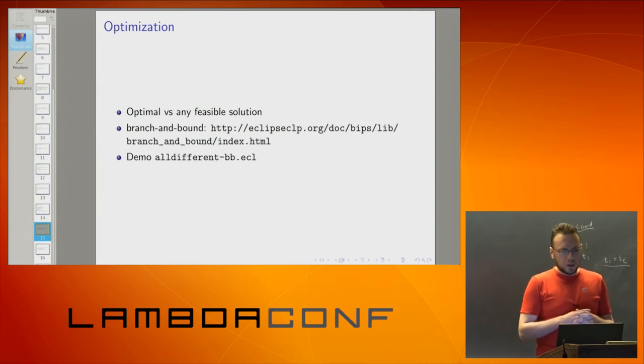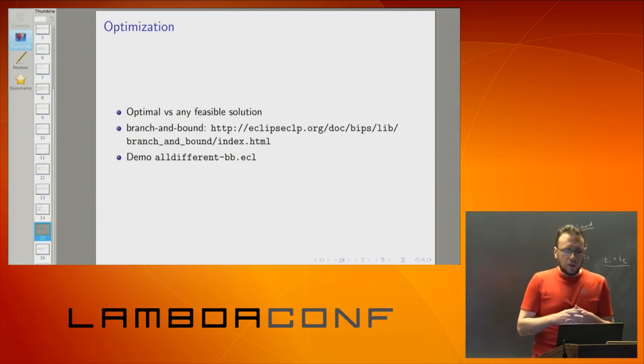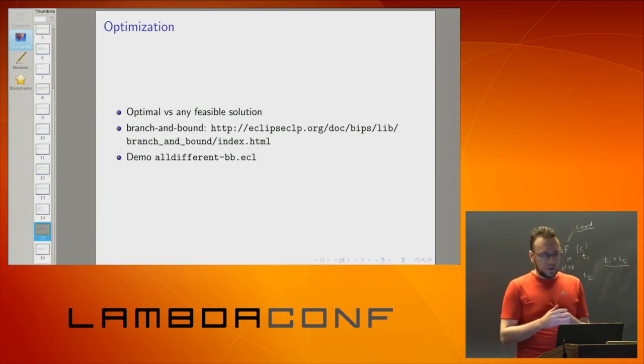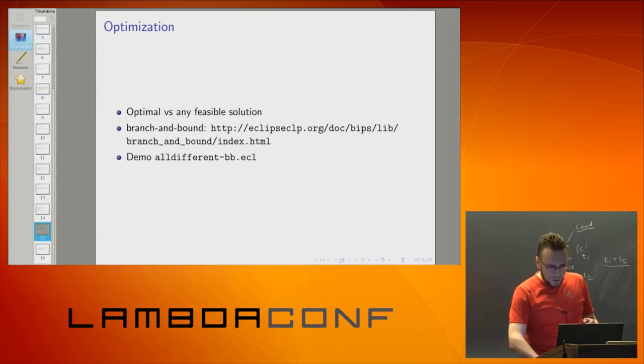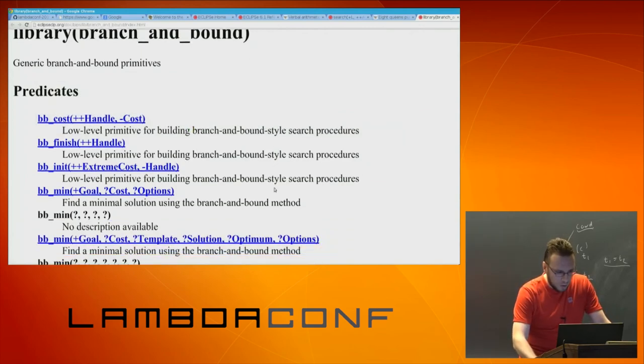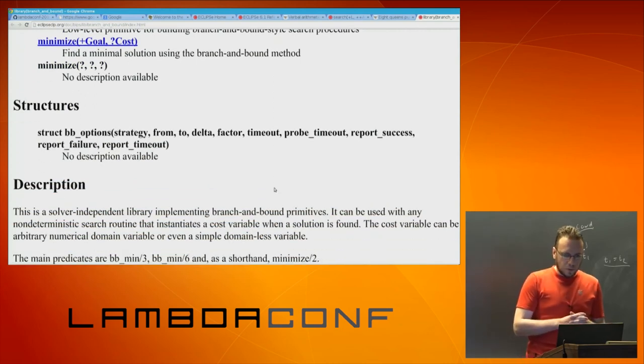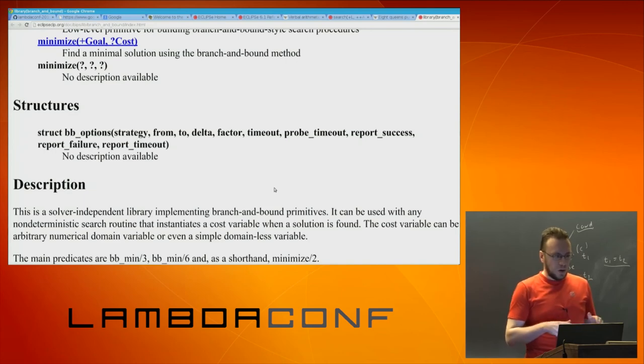For now, we only looked at any feasible solution. We want any solution for the n queens problem. Right? But there is also a possibility that we want to optimize some quantity, to maximize or minimize a variable. There is a library called branch and bound for ECLiPSe, and we will use the minimize predicate from it. The minimize predicate takes a goal and the cost. If you want to maximize something, you just negate your cost.